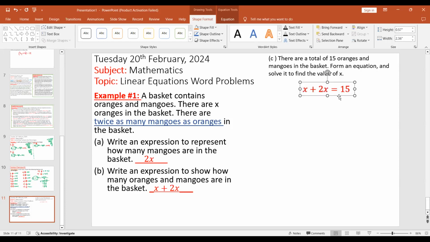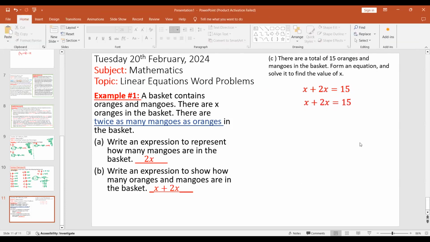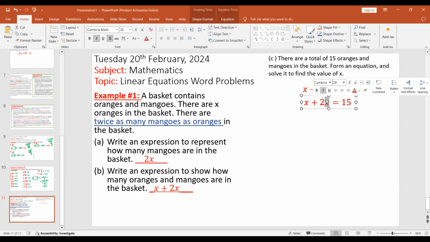Now, what is the next step? What could we do in order to solve this equation? Anyone know what's the next step? x plus 2x is 3x. x plus 2x is 3x, not you, Lanaya. Focus on the work. Okay. All right. So x plus 2x is going to be what? It's going to be 3x.